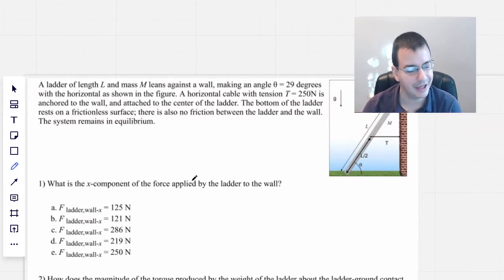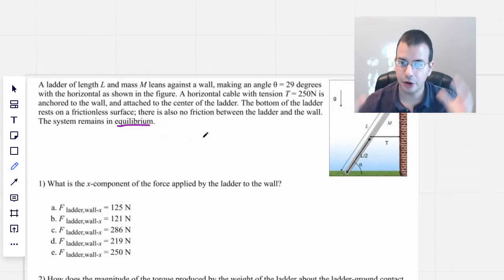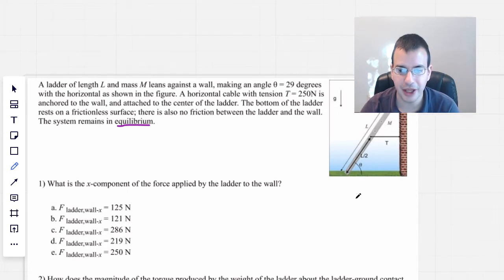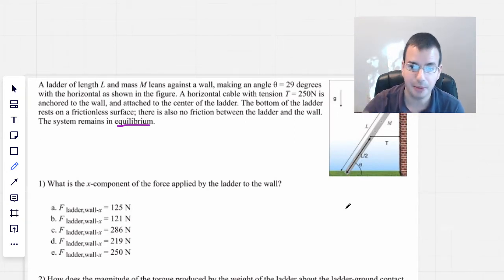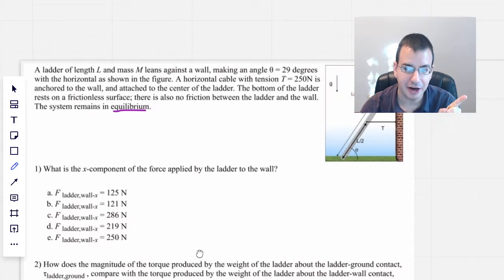Frictionless, not a good way to rest a ladder. There is also no friction between the ladder and the wall. The system remains in equilibrium, so the whole thing is stationary, not moving. So what is the magnitude of the force applied by the ladder to the wall?